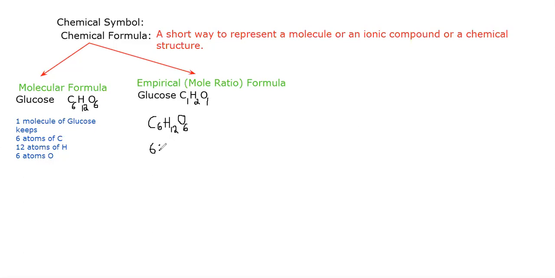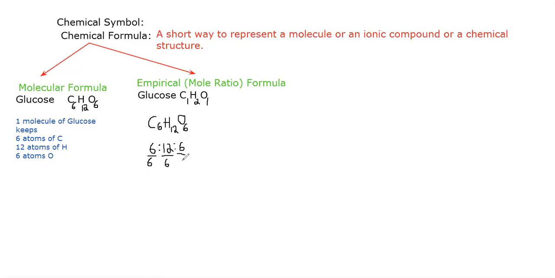If I'm just going to get the ratio, that's why this is called the mole ratio formula, or simplest ratio formula, or experimental formula, because these ratios in the early stage can only be obtained with the help of different kinds of experiments. Now, the simplest way to get the simplest ratio: which number is the smallest? That is 6. Now what will I do? I will divide each number by 6 to get the simplest ratio.